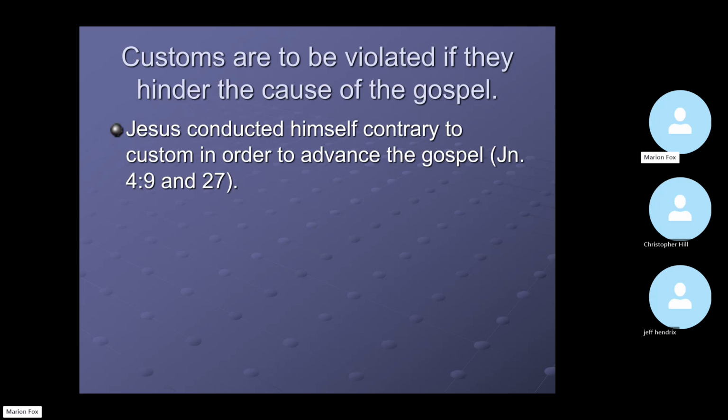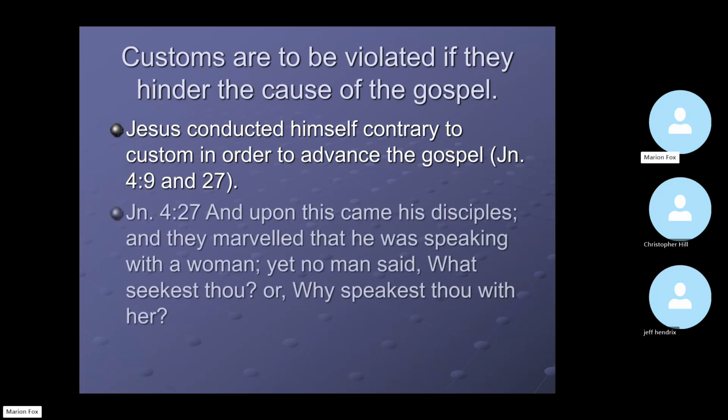14. Jesus conducted himself contrary to social custom in order to advance the gospel. Now we'll look at John 4:27 first, and we'll come back to verse 9 later. But what we have here is a Samaritan woman at the well, and Jesus has been talking with her, and upon this came his disciples, and they marveled that he was speaking with a woman.